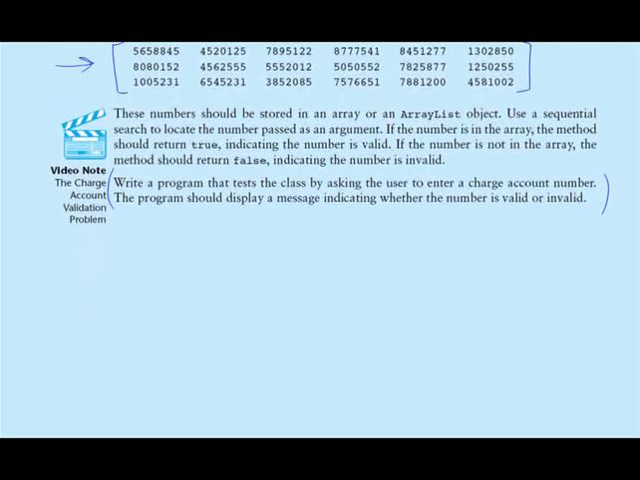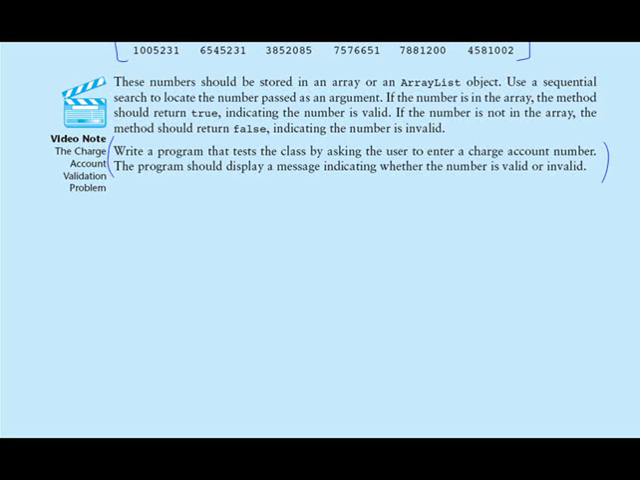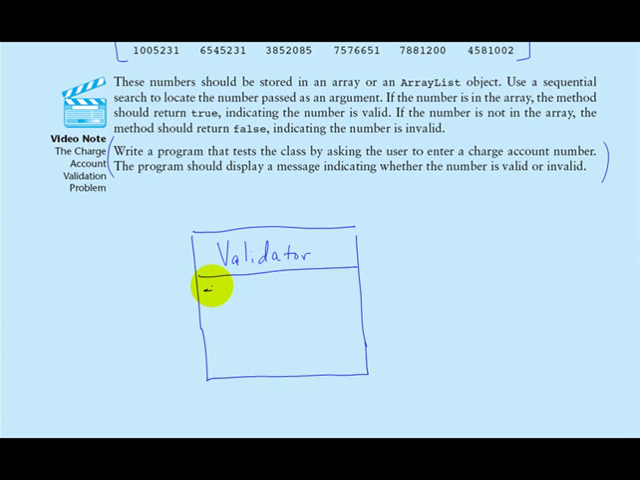Before we write any code, let's briefly sketch the class using UML. We'll call the class Validator. It'll be the Validator class. And this is actually a very simple class. We're going to have one field, a private field named valid, and this field is an array of integers, and we will store the set of valid charge account numbers that are given to us in the problem in this field.